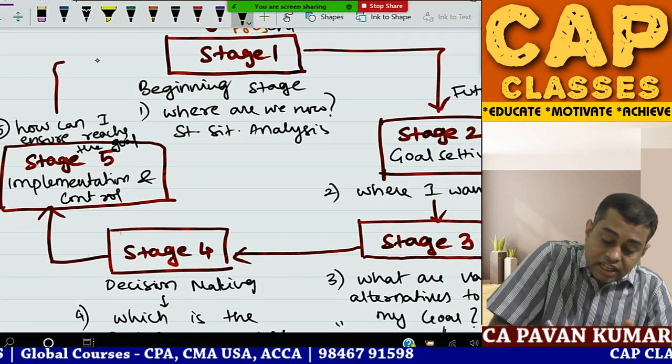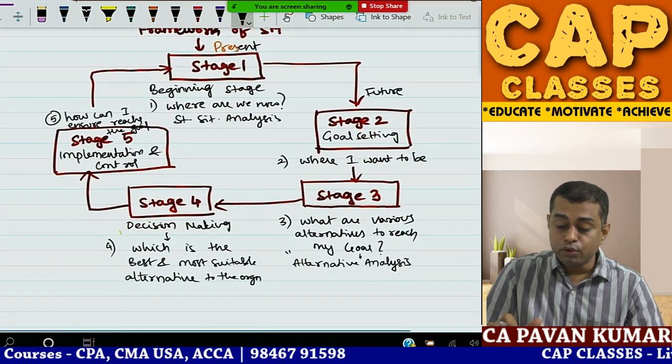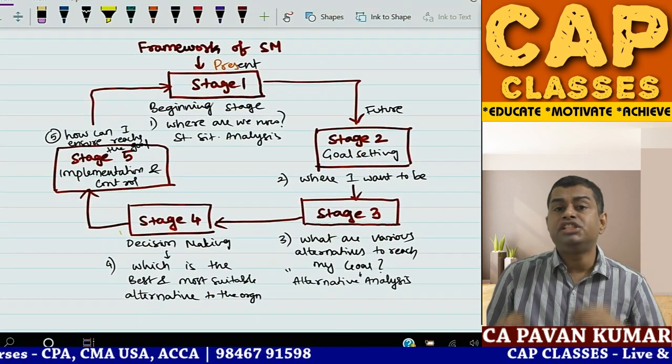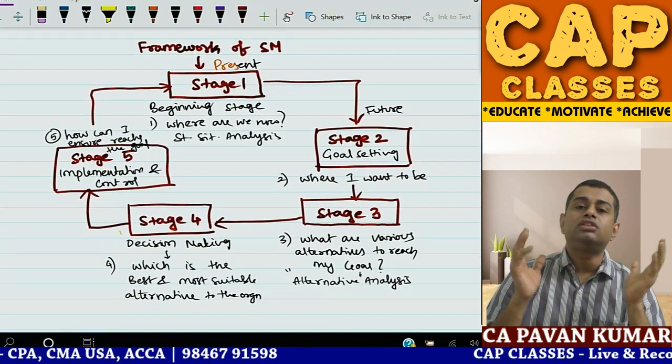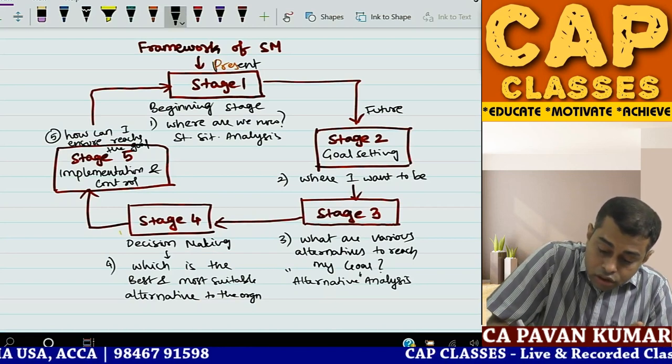So this is a cycle, my dear friend. It will connect to stage 1. So see this beautiful chart, which gives you the overall meaning of the whole strategic management. Okay, copy this in your notes.